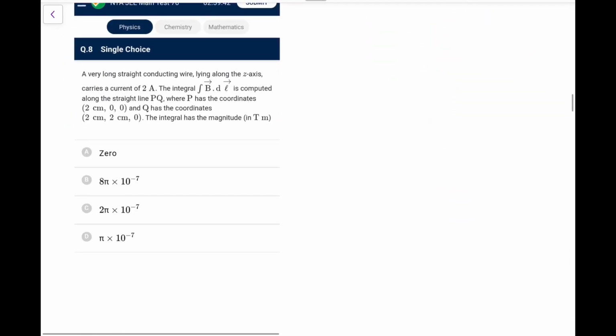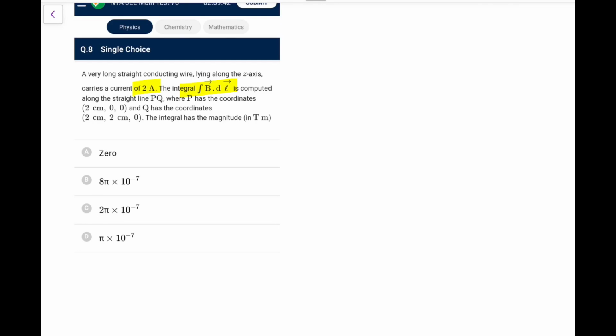Next one. Just remember, one is mono, one is dia. A very long straight conducting wire lies along the z-axis, carries 2 ampere. The integral B dot dl is computed along, it should be circulation I suppose, along a straight line PQ. Okay, not circulation, along a straight line PQ where P has coordinates 2, 0, 0 and Q is 2, 2, 0.